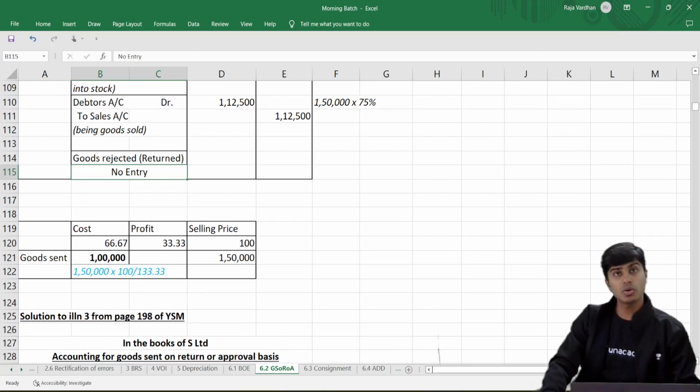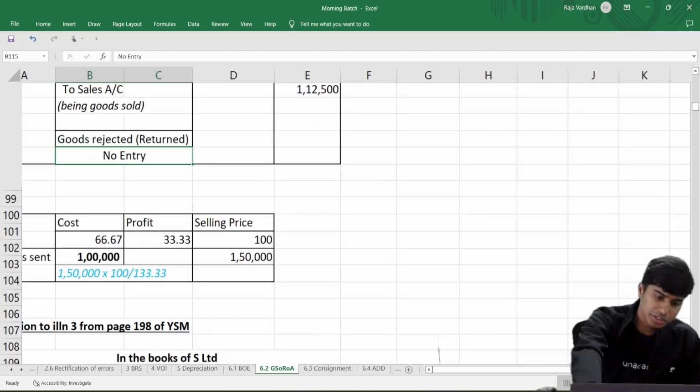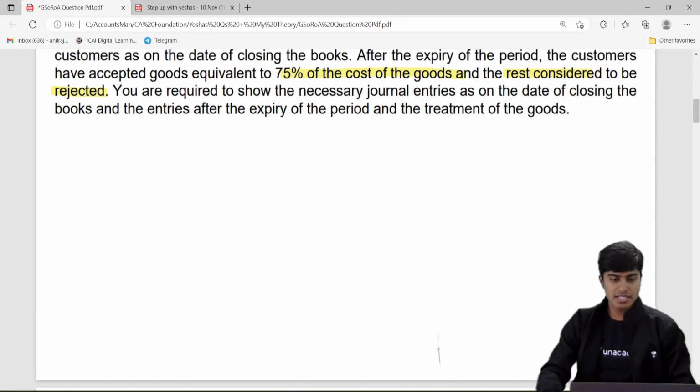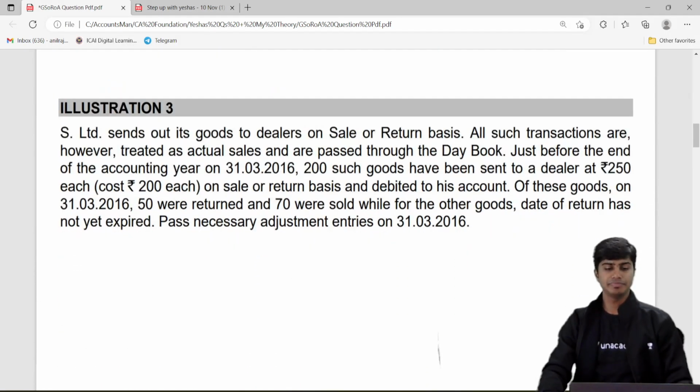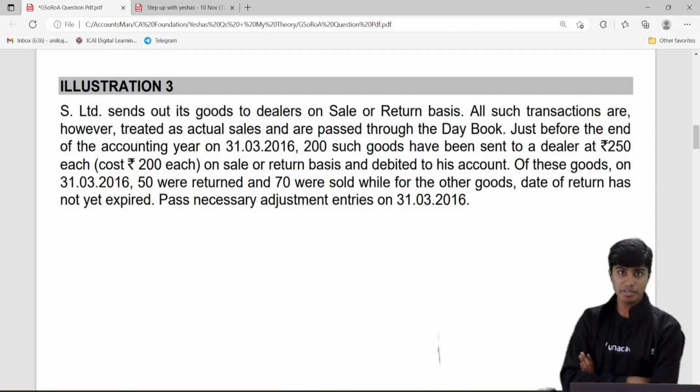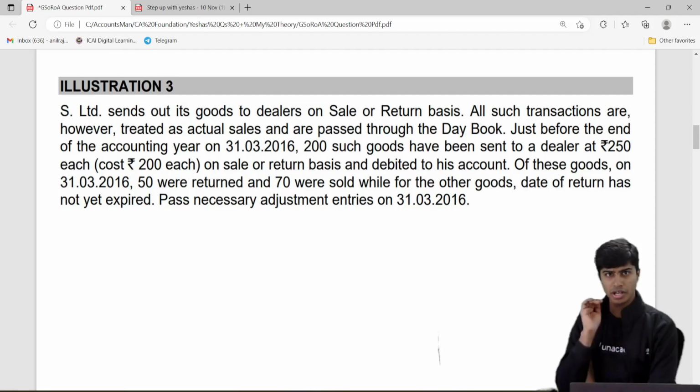And here is our working note. Now we'll get into question number 3. Illustration number 3. This is in the books of S Limited. Let's start reading. S Limited sends out its goods to dealers on sale or return basis. That's pretty much expected. All such transactions are however treated as actual sales, and are passed through the daybook. Definitely, that's the place where you pass from.